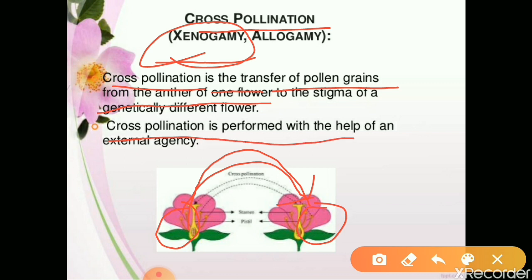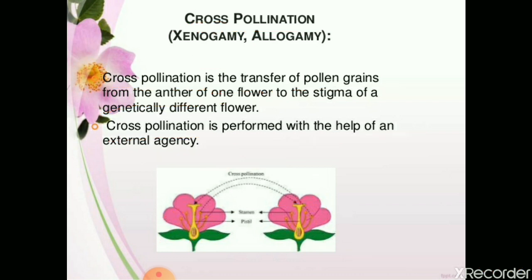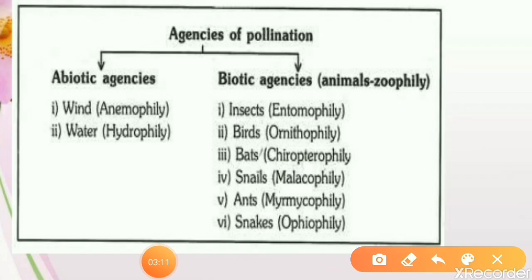Cross-pollination is performed with the help of an external agency only. For cross-pollination, certain agents are required. Then only what is possible? Cross-pollination takes place in a flower. Okay. Next we can learn what are the agencies which help in cross-pollination. Agencies of pollination: there are two agencies which help in cross-pollination.